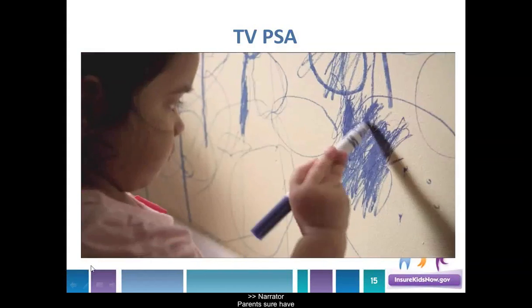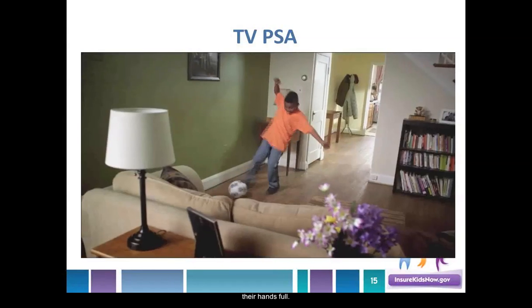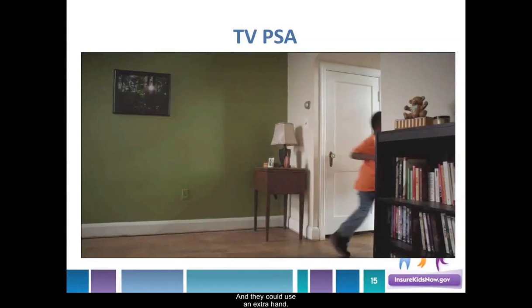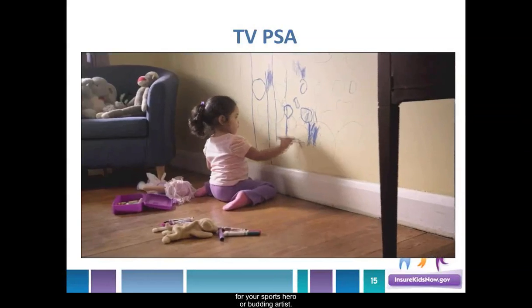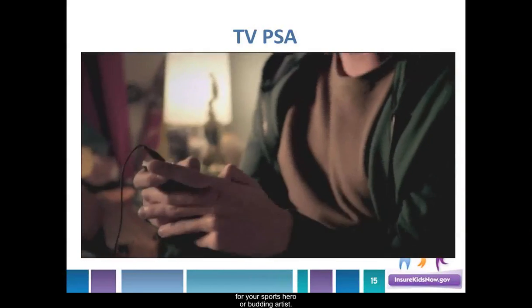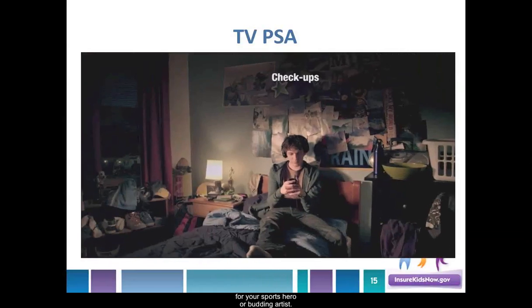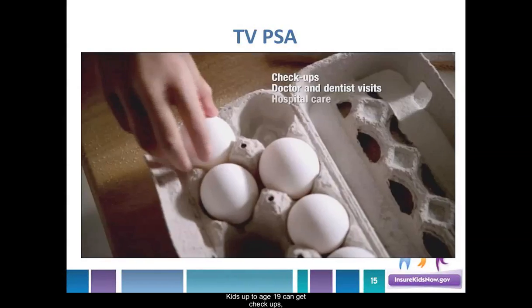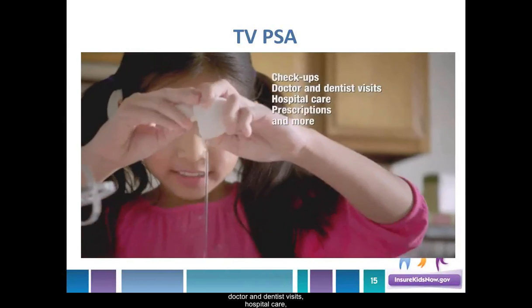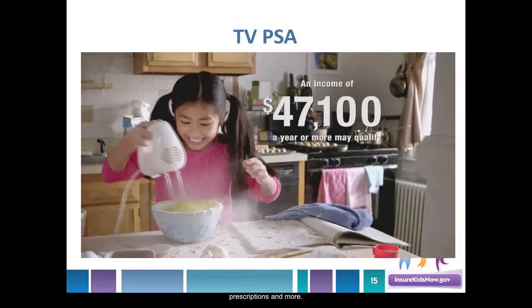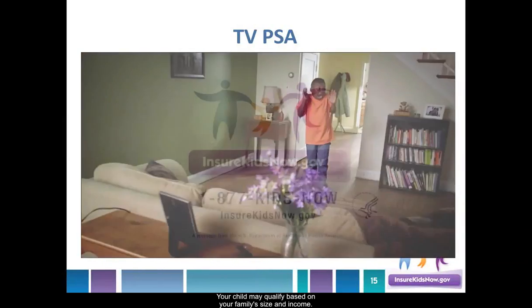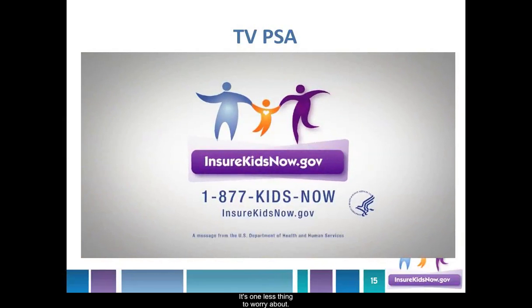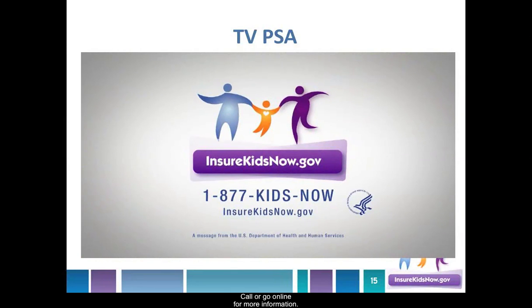Parents sure have their hands full, and they could use an extra hand. Now, every state offers free or low-cost health insurance for your sports hero or budding artist. Kids up to age 19 can get checkups, doctor and dentist visits, hospital care, prescriptions, and more. Your child may qualify based on your family size and income. It's one less thing to worry about. Call or go online for more information.